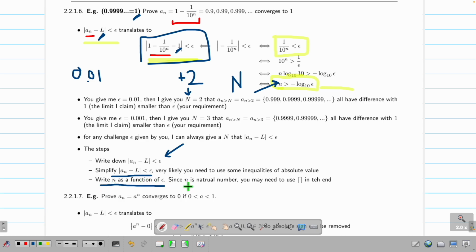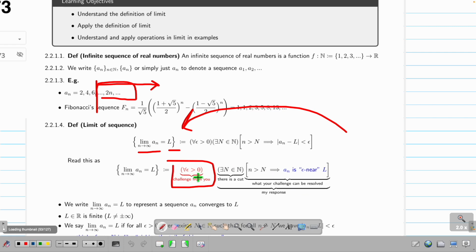And since this is wrong, I want big N. So big N is a natural number, so I need to use ceiling in the end. Okay, spelling mistake. So that is, how do I find this big N? I look at what are the relationships between the small n and your gap, and then I find the big N.